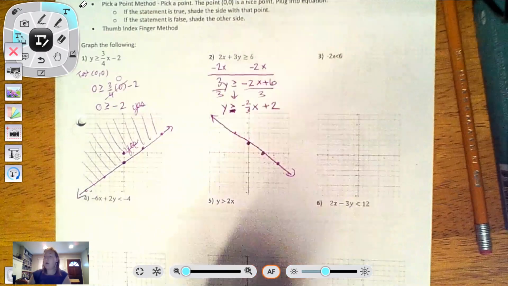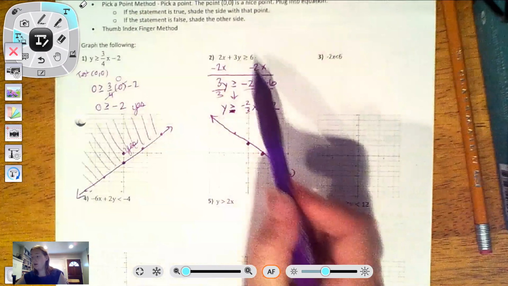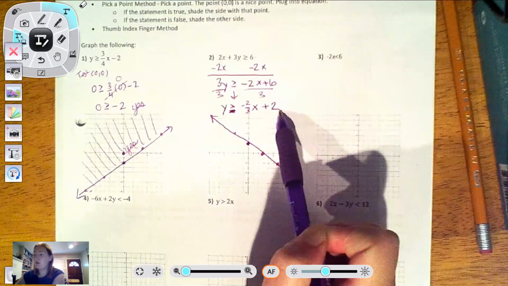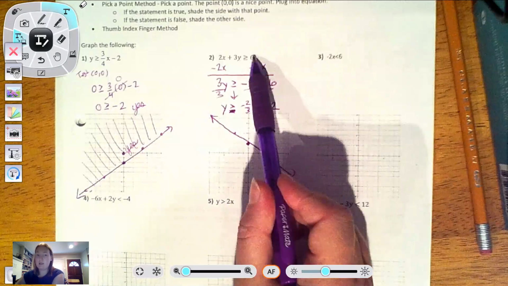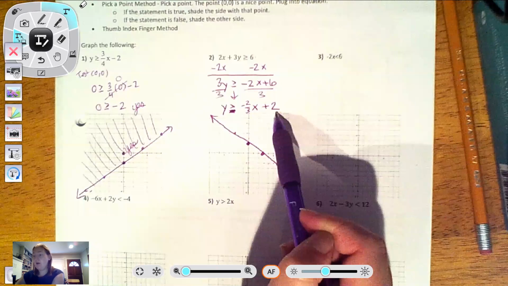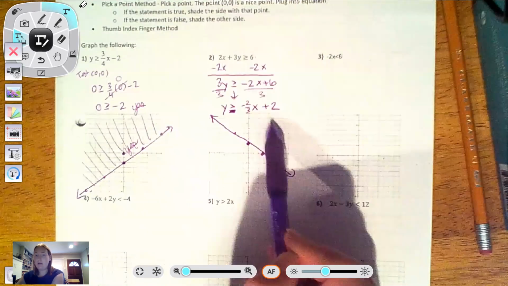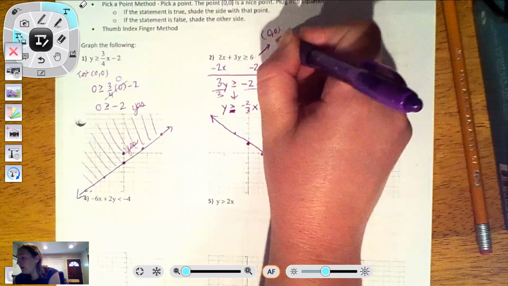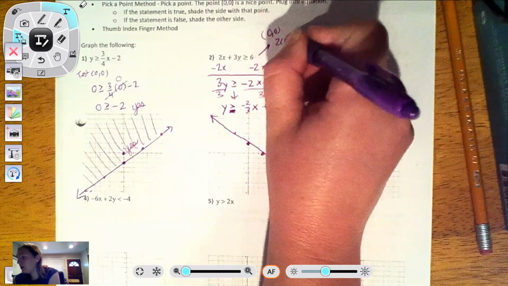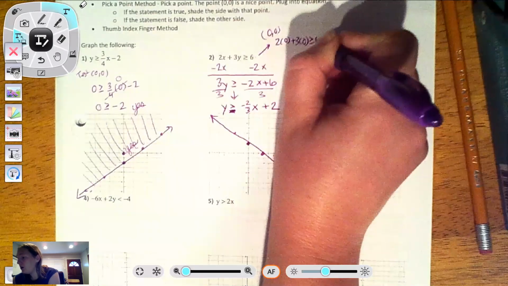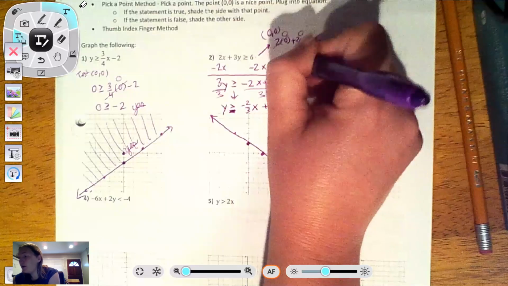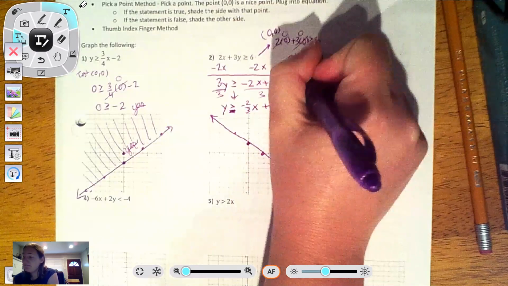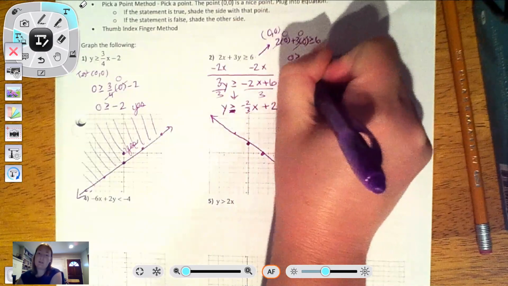Now, for testing a point, these are equivalent expressions, equivalent situations, and so I can either plug in my 0, 0 into the original or into this equivalent one. I recommend this one in case you make a mistake along the way. So if we plug in 0, 0, we would have 2 times 0 plus 3 times 0. That gives you 0. 0 plus 0 is 0. Is 0 greater than or equal to 6? Well, this time the answer is no. 0 is not greater than or equal to 6.